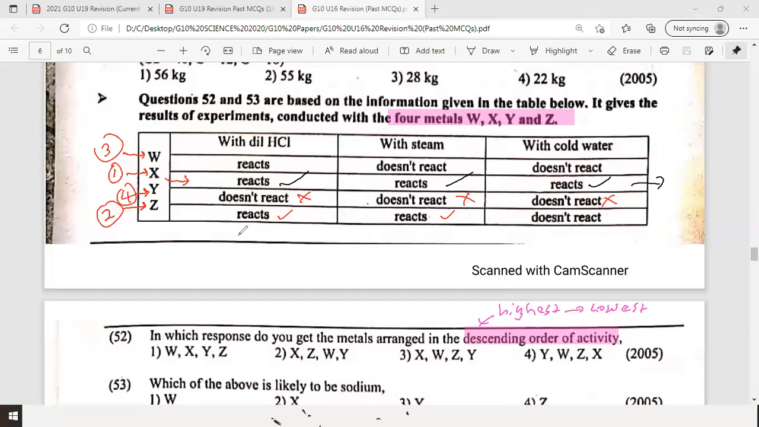So don't look at the answer. Now look at the table and organize your answer. Descending order means highest first. X will be highest, then second highest Z, third highest W, lowest Y. See in which option this answer is there. The answer is X, Z, W, Y. It starts with X, Z, W. The answer is the second option, right? Please raise your hand those who got this answer. Second answer: X, Z, W, Y.